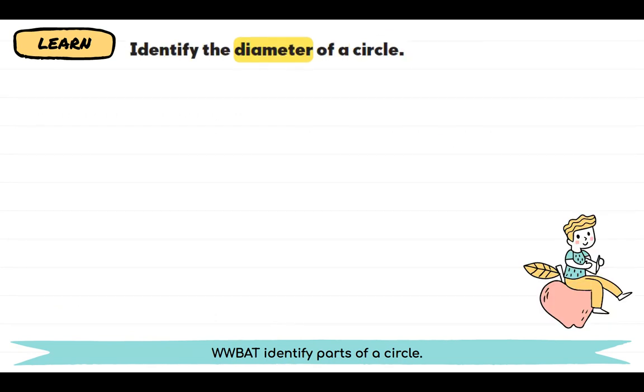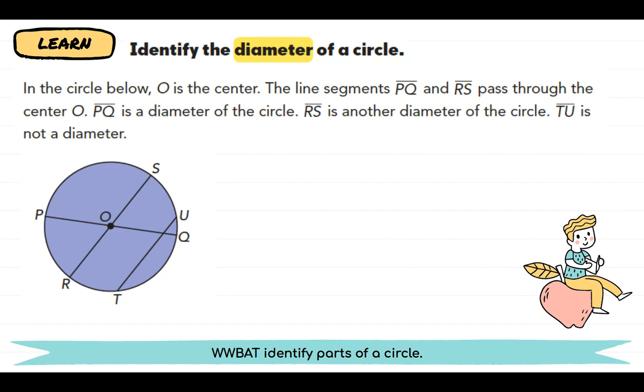Now, another term that we're going to learn today is the diameter. A diameter is a line segment that passes through the center and connects two points of the circle. So in this example, this circle below, O is the center. The line segments PQ and RS pass through the center O. PQ is a diameter of the circle. RS is also a diameter of the circle.